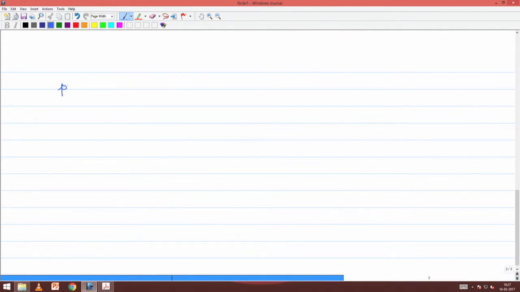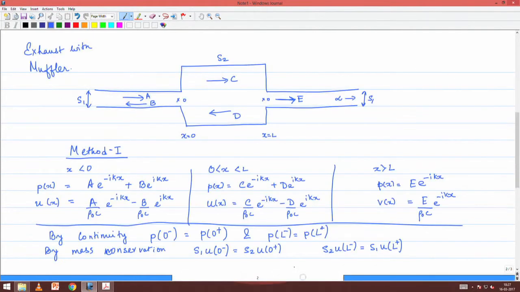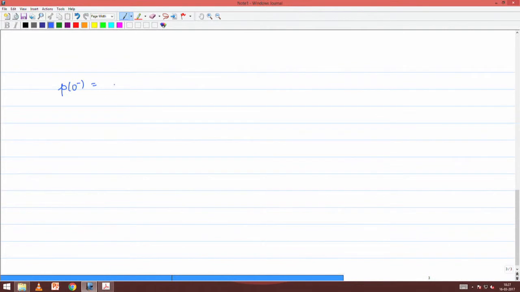So, P 0 minus will be derived out of this first segment. This is the expression for what happens for x lesser than 0. So, P 0 minus definitely is A plus B, right, and what is P 0 plus? That is C plus D. So, as a result from the first continuity condition, what you will get is A plus B is equal to C plus D, which also can be written as minus B plus C plus D is equal to A, right. So, this is my equation 1.